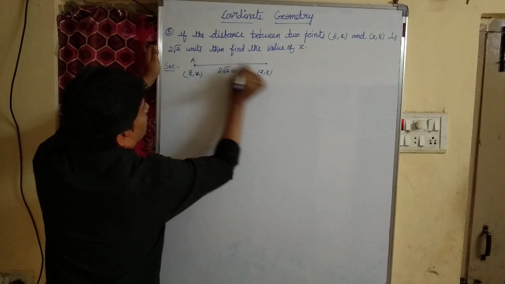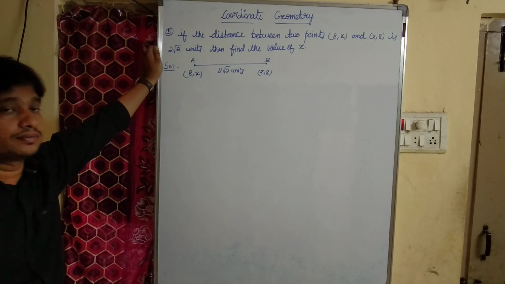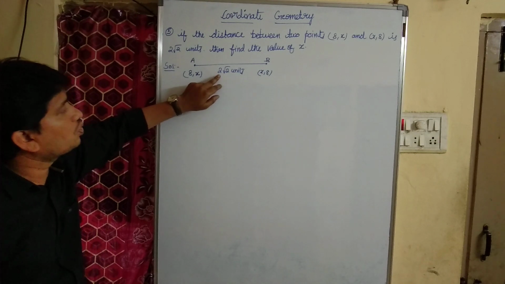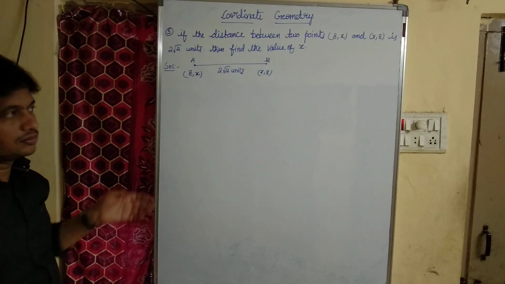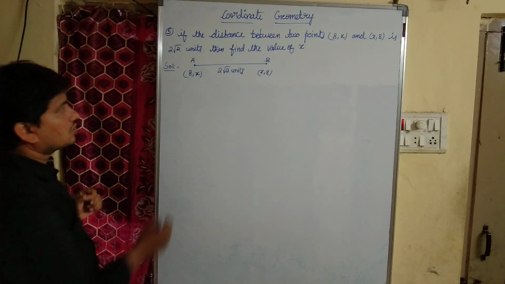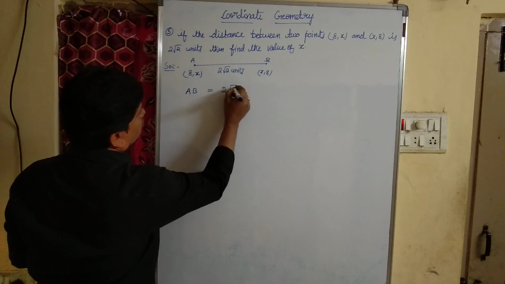We call it point A and this is point B. Children, did you understand the question? Distance between 2 points A, B is 2 root 2 units. Answer is given and we have to find the x value. So I can write the distance between A and B, which is given as 2 root 2 units.